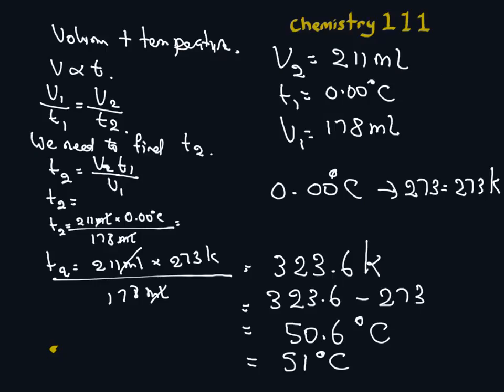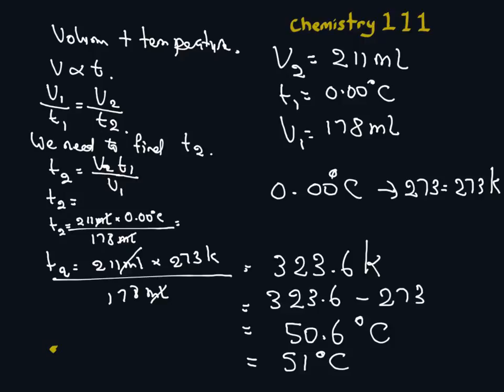So you use the volume and temperature equation. Using common sense, we could say that as the temperature of something increases, the volume of something increases. So that means that volume is directly proportional to temperature. Because of that, you bring the T to this side, you get V1 over T1 is equal to V2 over T2. That's how you get this equation. We need to find T2 because we want to find the final temperature when the volume increases.